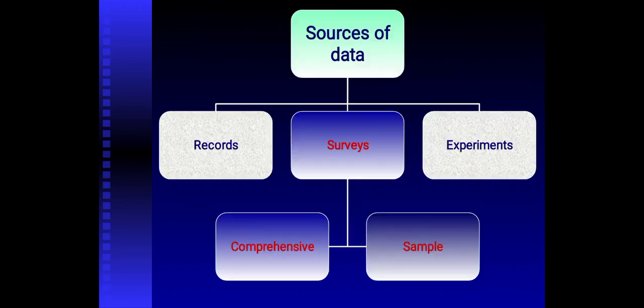Then collection of data is from records or surveys or experiments. If the data is collected through a survey, it is again divided into two types. One is comprehensive survey and another one is sample survey. Experiments mean scientific laboratory experiments like that. For example, estimation of oxygen in a given sample, or the samples collected from 3-4 areas like that. So these are the sources of data collection.